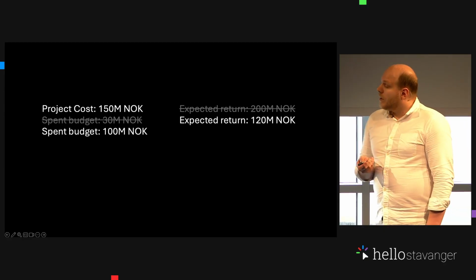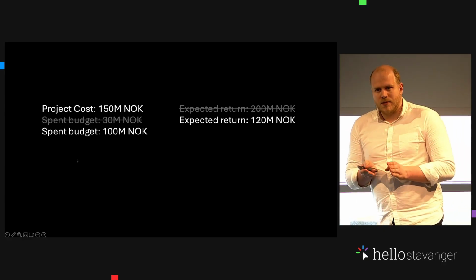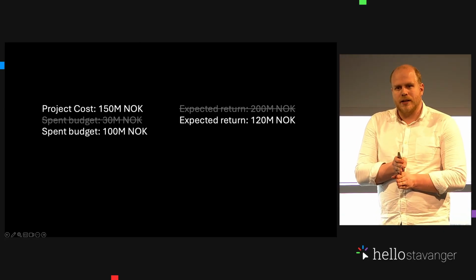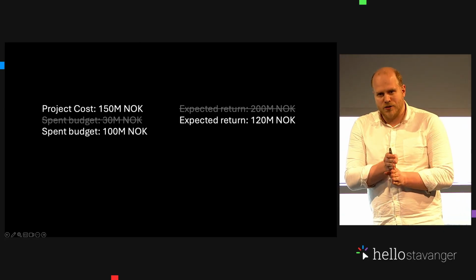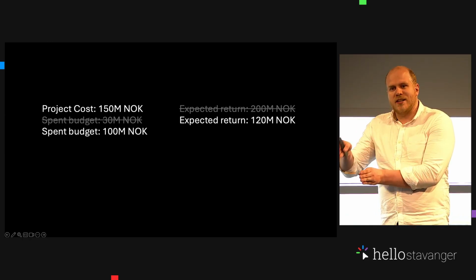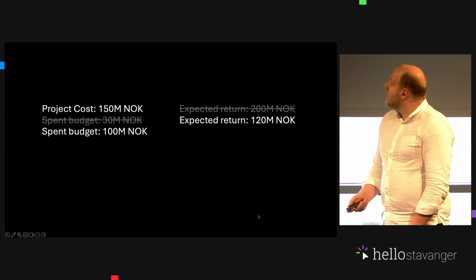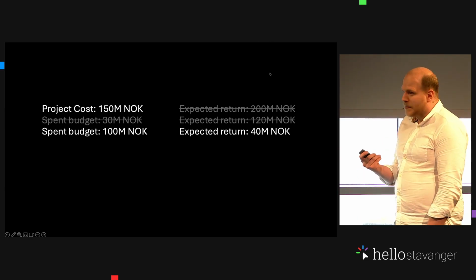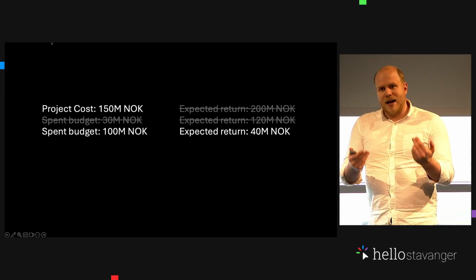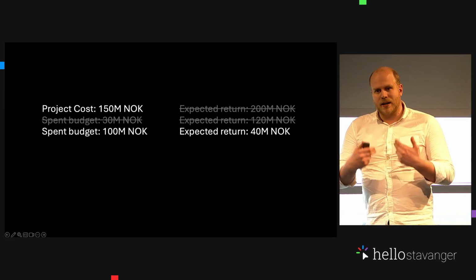Now, let's say your spent budget is 100 million. Now, all of a sudden, that 120 million return is a good idea because you only have to spend 50 million from that point in time to get that return. If, on the other hand, the expected return is down to 40 million, you're back to, I'm getting less back than what I still have to put in.